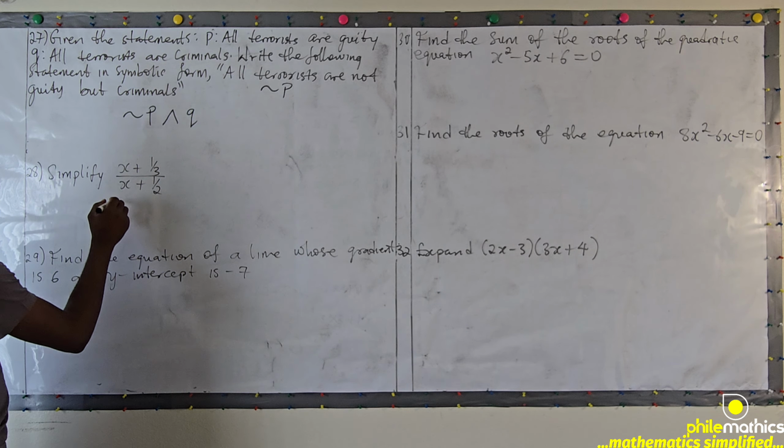Find the equation of a line whose gradient is 6 and y-intercept is minus 7. There's a formula for it. The formula says y equals mx plus c, the equation of a line. The gradient is 6. This m stands for the gradient, this c stands for the intercept. So the equation will simply be y equals 6x minus 7.